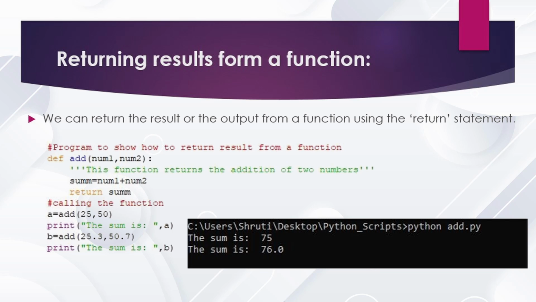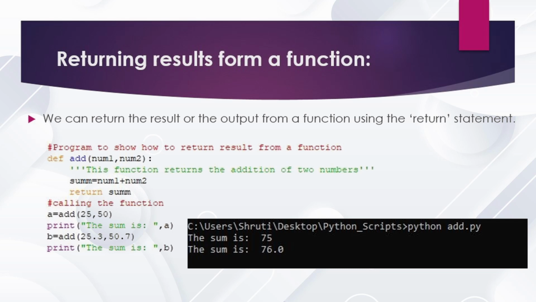This program demonstrates how to return a result from a function in Python. The function add takes two parameters, adds them, and returns the result using the return statement. A docstring is included to describe the purpose of the function. The function is called twice, first with two integers, 25 and 50, and then with two floating point numbers, 25.3 and 50.7. And the returned sums are stored in variables a and b, which are then printed.